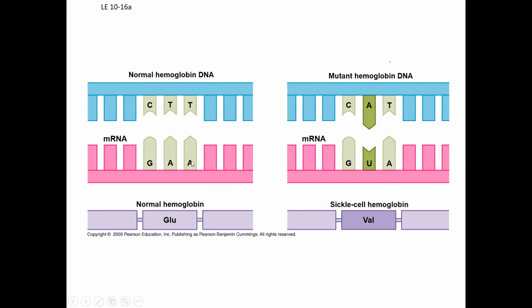And this is your mRNA, and it codes for, oh gosh, what is it? Glucanine? I think so. I think it's glucanine. Okay. And then with mutant hemoglobin, the sickle cell hemoglobin, yes, it is a mutation.